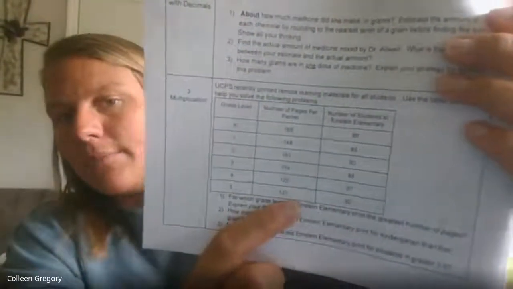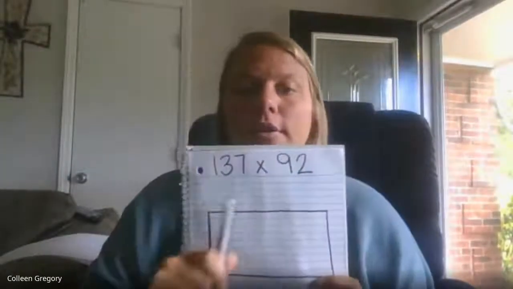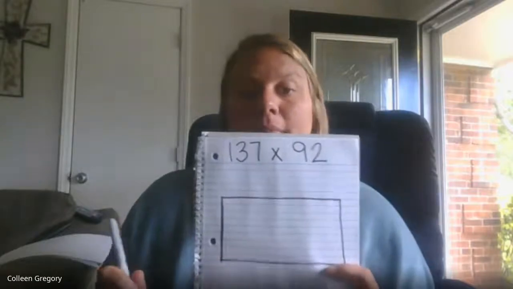So if we look at kindergarten, there's 165 pages per packet that went out to 96 kindergartners. But I want to figure out exactly how many individual pages that is per student. So let's look at grade level number 5. We're in 5th grade, so we're going to do 5th grade. So 137 pages were in the packet, and it got sent out to 92 students. So one way to figure this out is to multiply. So I'm going to write my number sentence of 137 times 92, and I'm going to solve it with the area model.